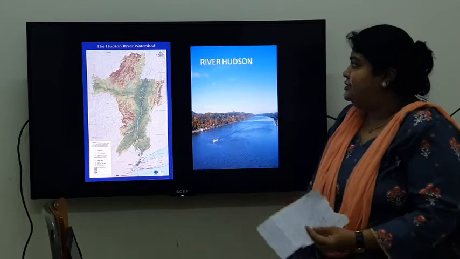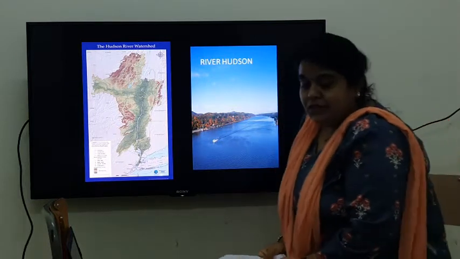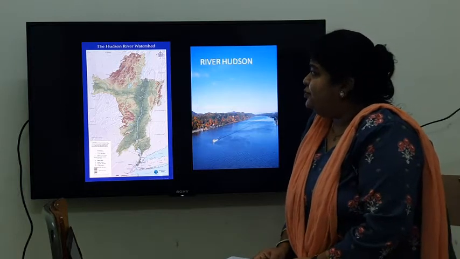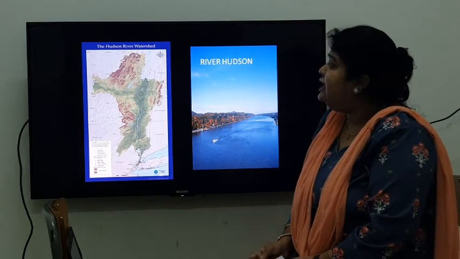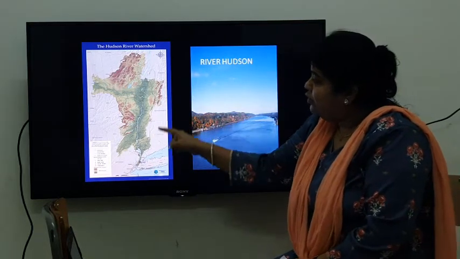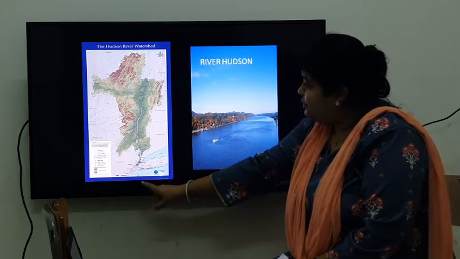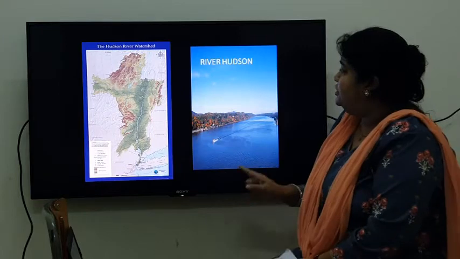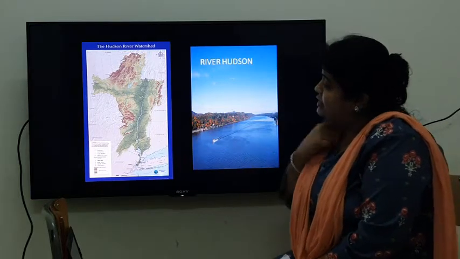Then we have River Hudson. River Hudson originates from the confluence of Calamity Brooks range and Indian Passport range, and it continues southwards and meets a gulf which is the part of Atlantic Ocean. This is the image of River Hudson.